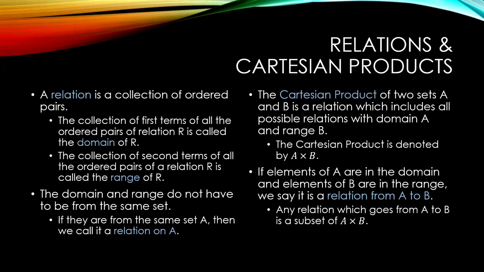More often, we have to use a Cartesian product. The Cartesian product of two sets A and B is a relation which includes all possible ordered pairs with domain A and range B. The Cartesian product is denoted A cross B. Basically, take all of the elements from A and all of the elements from B and make all possible ordered pairs using X values from A and Y values from B. If elements of A are in the domain and elements of B are in the range, we say that this is a relation from A to B. Any relation which goes from A to B is a subset of the Cartesian product.